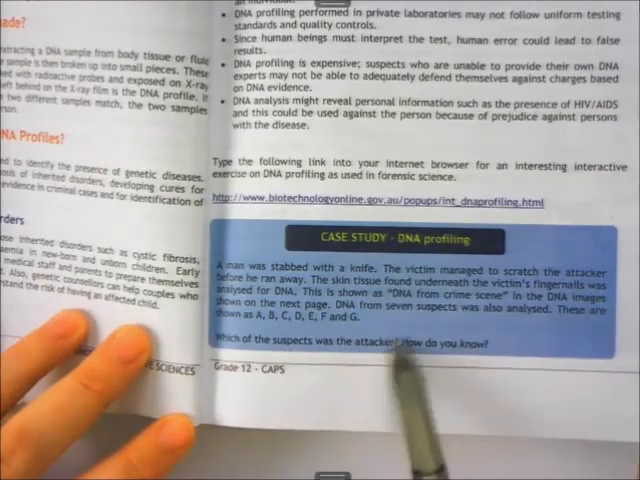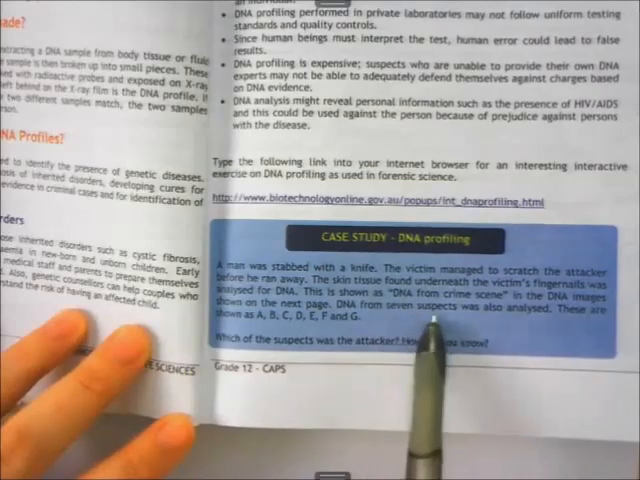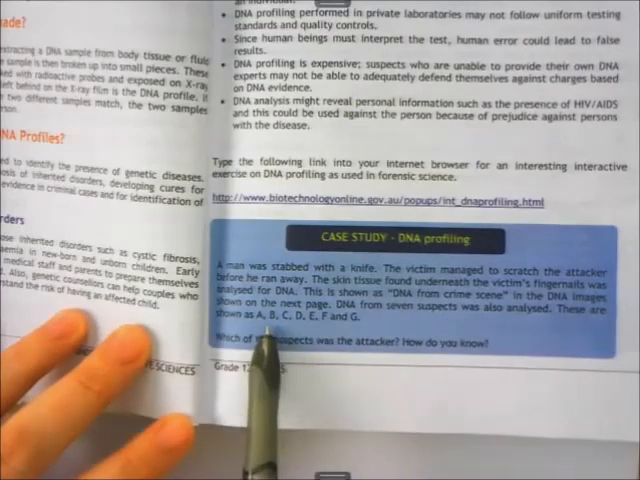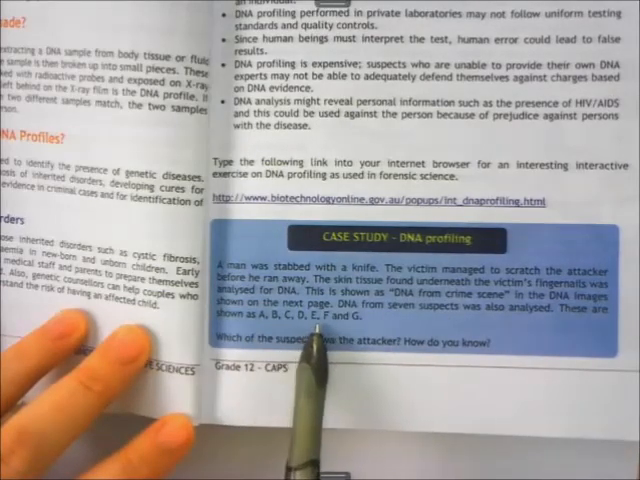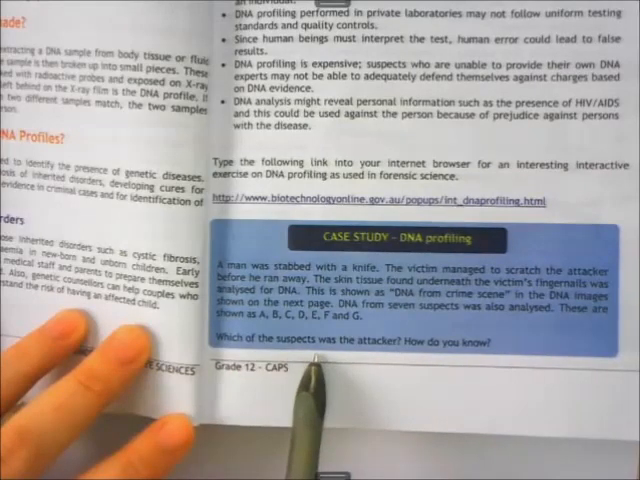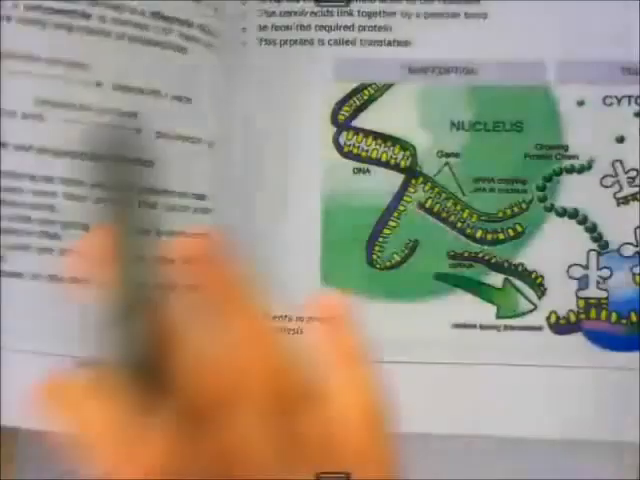Then they tell us that there were 7 suspects, and they had DNA samples from 7 suspects, and they labeled them A, B, C, D, E, F, and G. Now it says, which of the suspects was the attacker, and how do you know?